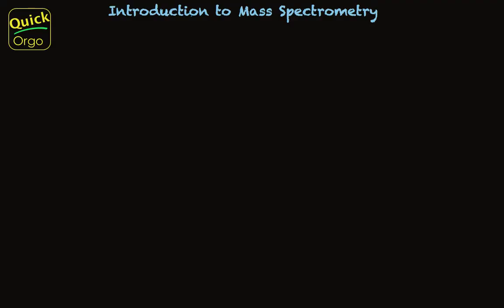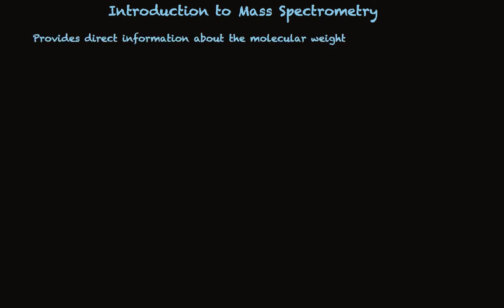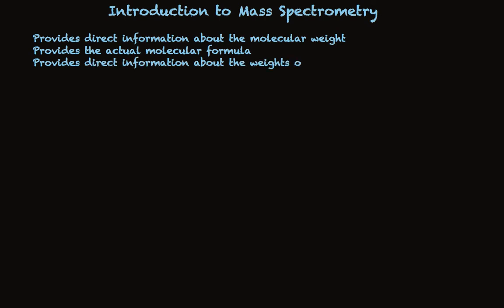Mass spectrometry is an extremely powerful tool for identifying the structure of organic compounds. Here are some key points. It will tell you the molecular weight of a compound. For more sophisticated instruments, it will tell you the molecular formula of that compound. It also provides direct information about the weights of fragments of molecules, and that's also extremely useful.